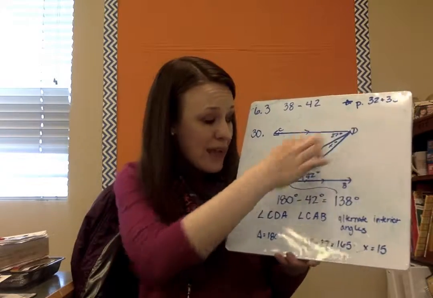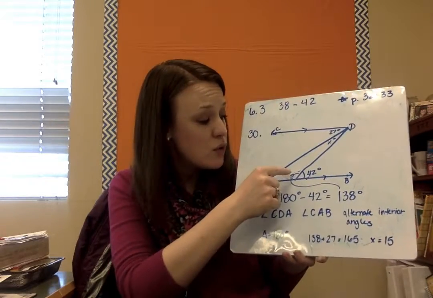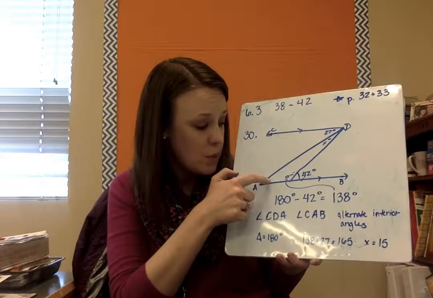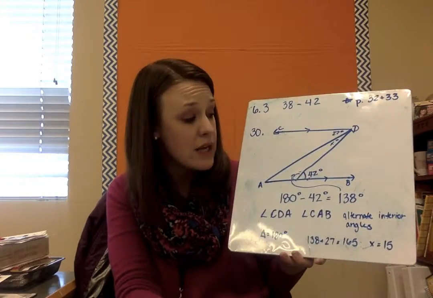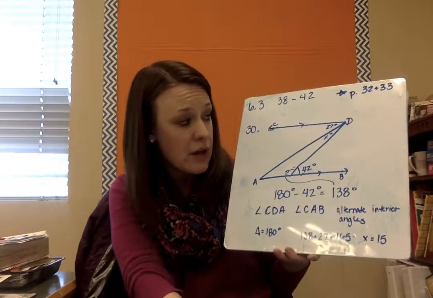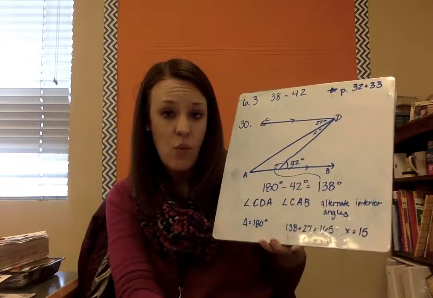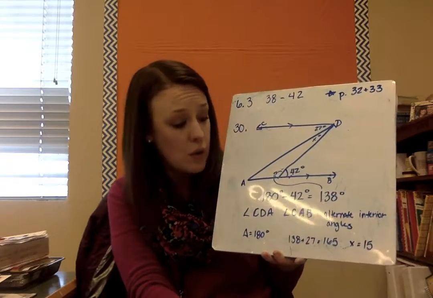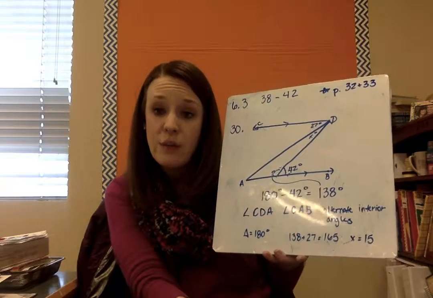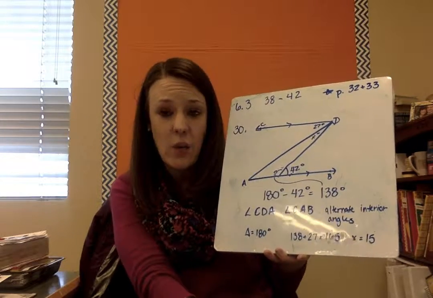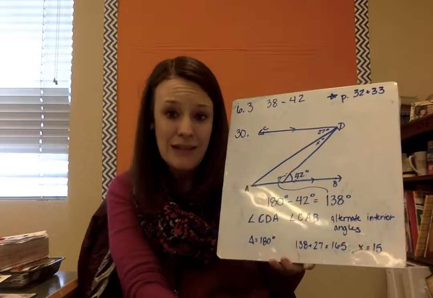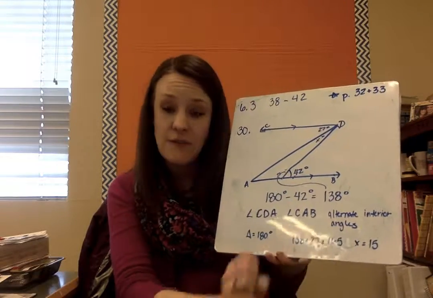Looking at this, we have a triangle. So if we know this is 138, we know that has to be 27 because it's an alternate interior angle to the 27 degrees up there. We can add those two together and get 165 degrees total. So it would take an additional 15 degrees to get to our 180, which means that x has to equal 15 degrees.